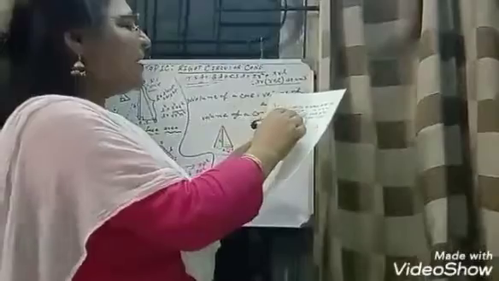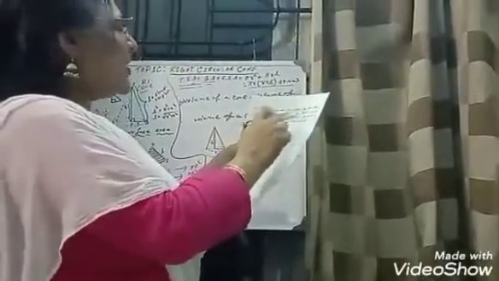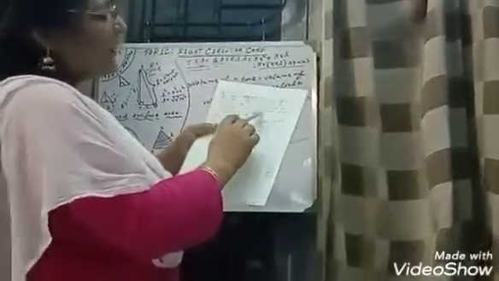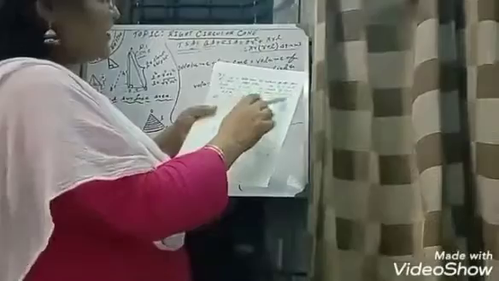Next sum number 2. What is given? Okay, sum number 2, what is the question? Let us determine the volume of the cone when base area is 1.54 square meter and height is 2.4 meter. And the second part is the length of the base diameter is 21 meter and the slant height is 17.5 meter.